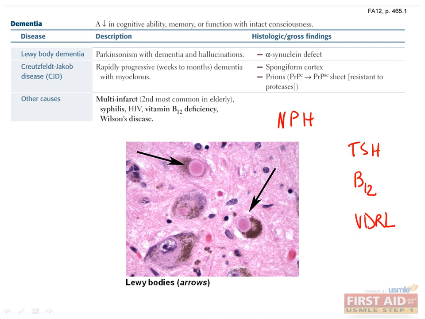What did we say was the triad for normal pressure hydrocephalus? Well, it was wet, wacky, and wobbly, standing for urinary incontinence, dementia, and gait abnormalities. Now, why have we mentioned this twice? Well, this is one of the only dementias that is reversible. And if it's reversible, that means you should do something about it.